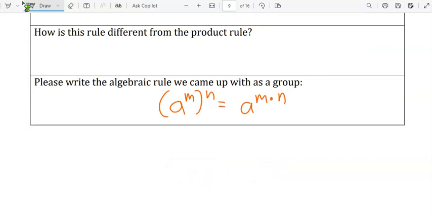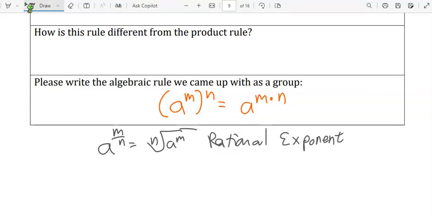There's another formula on that same formula chart from Algebra 1 where you're dividing the exponents. A to the m over n power equals the nth root of a to the m. And that's your rational exponent property.